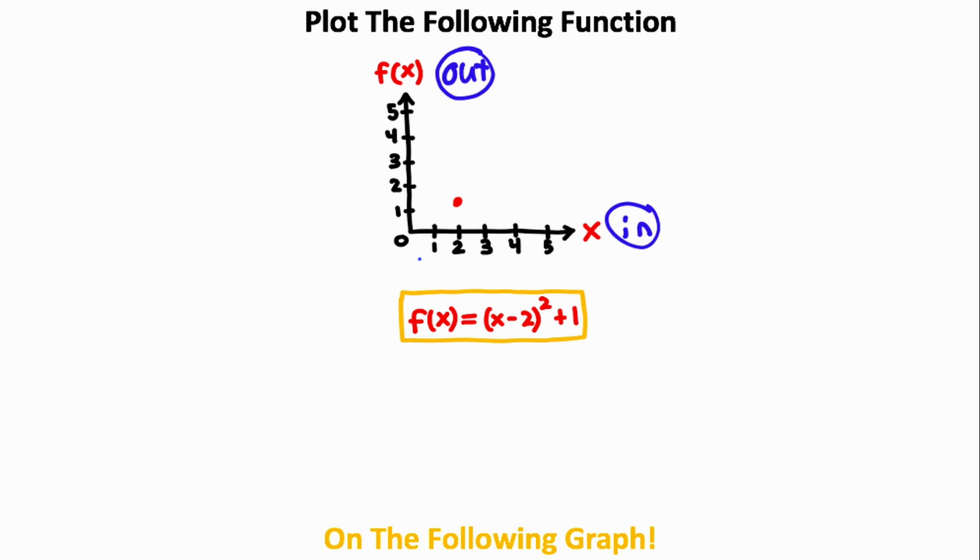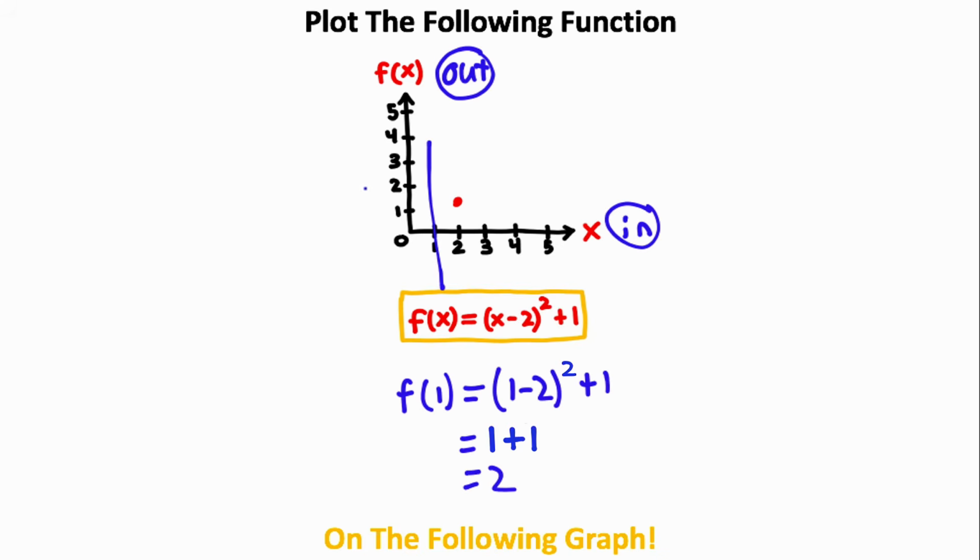Now let's try a different input. Let's say that we go with 1 this time. That'll give me 1 minus 2 squared plus 1. 1 minus 2 squared is positive 1, and 1 plus 1 is 2. So that means at an input of 1, we get an output of positive 2. This can be where we plot another point.